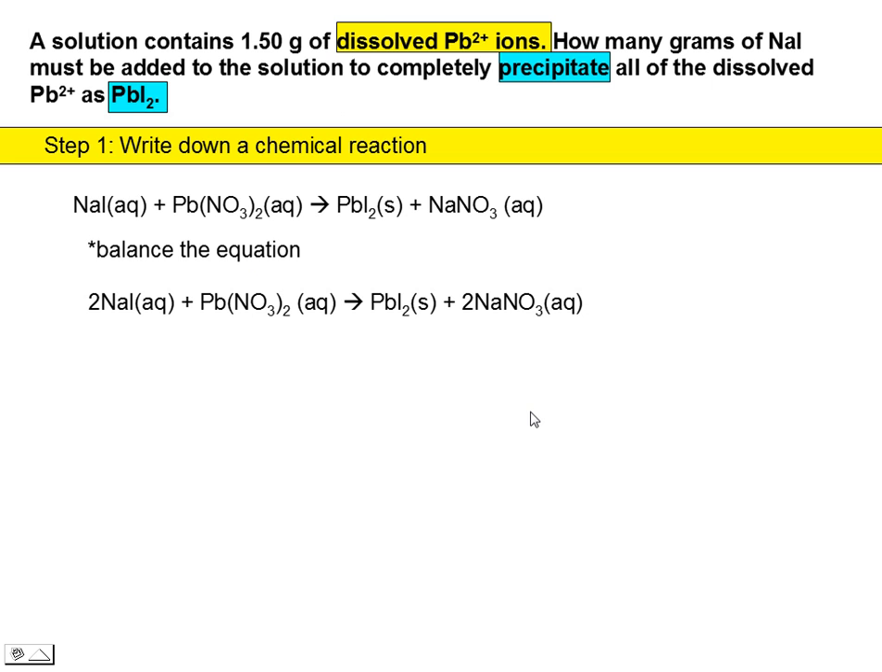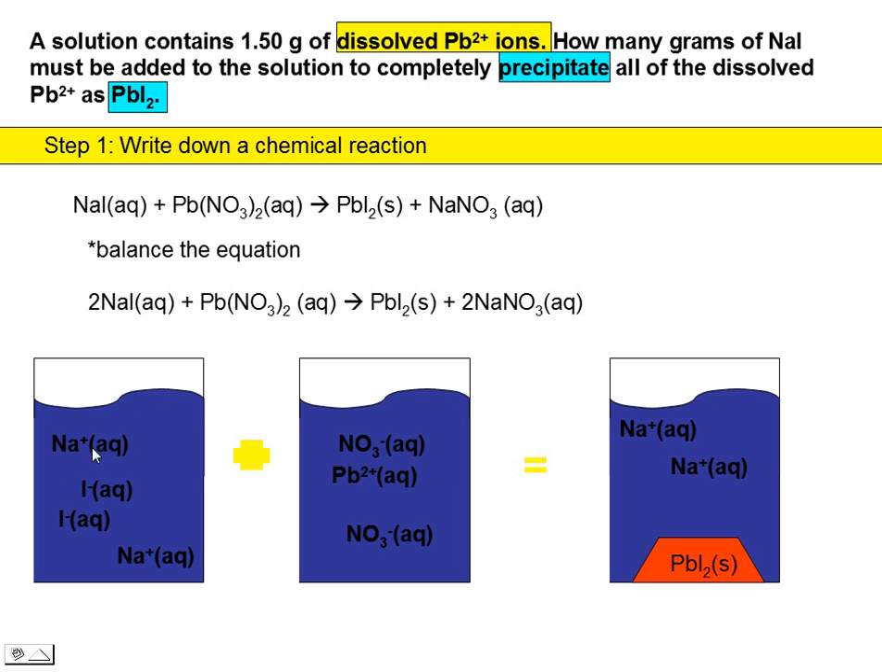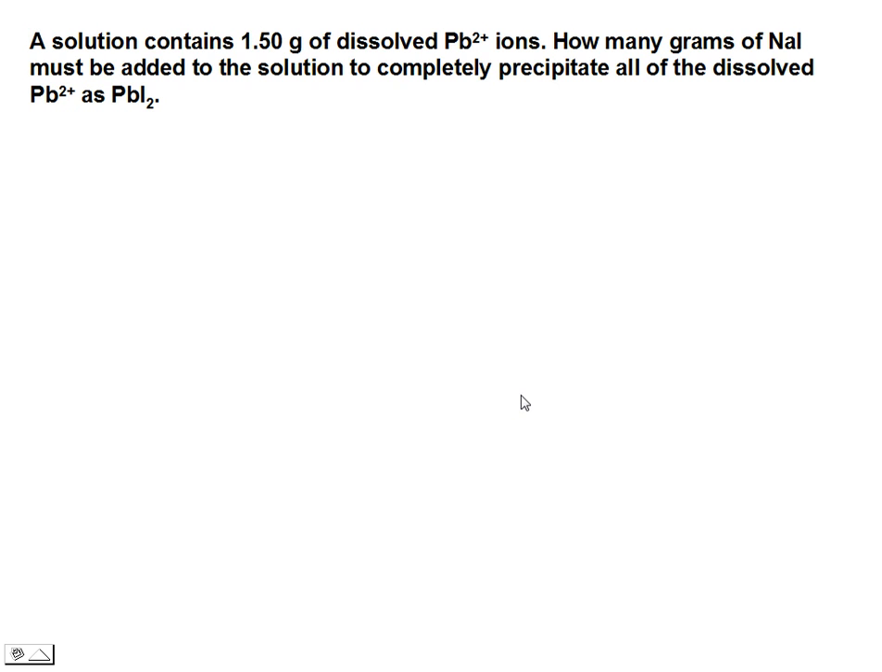Let's draw a visual. Here we have the sodium and iodide ions floating around in the water, which are added to the dissolved nitrate and lead-2 ions. And when these two solutions are added together, there's a formation of a precipitate at the bottom, lead-2 iodide, and we also have sodium ions as well as nitrate ions floating around in the aqueous solution. We have our balanced chemical reaction. Let's go ahead and move on to step 2.